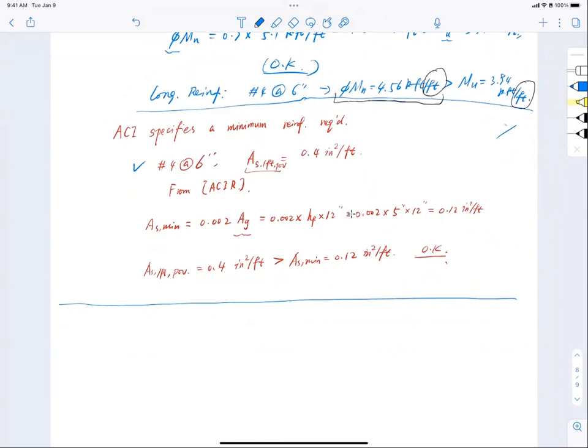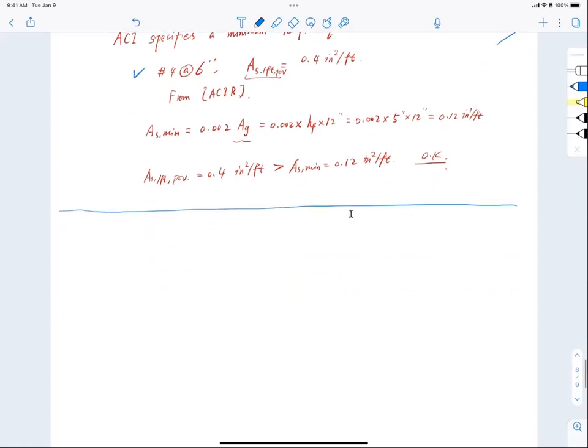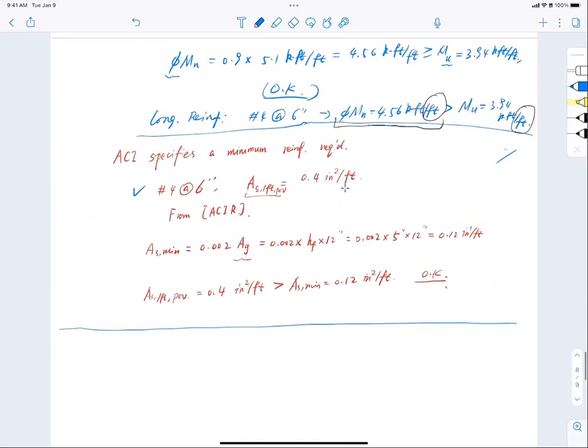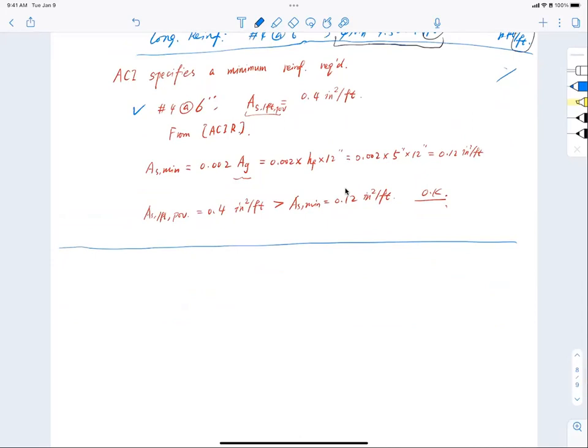And now let's take a look at the transverse reinforcement. What are the transverse reinforcement requirements? Before we go to transverse reinforcement, I forgot one thing.